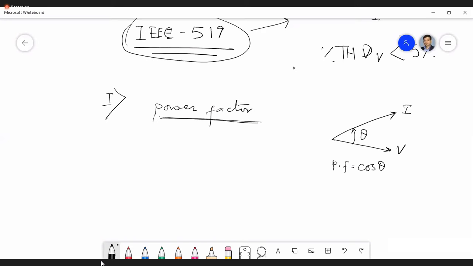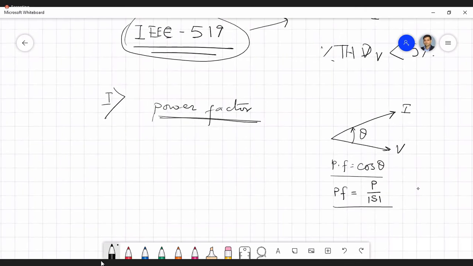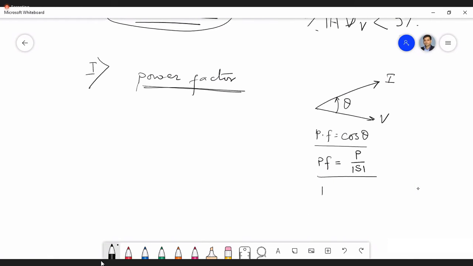Ratio of active power by apparent power. Okay, sir, so that is another definition. So that means here we are defining different power. Anything else? Cos phi is equal to R by Z. Okay. Another definition.